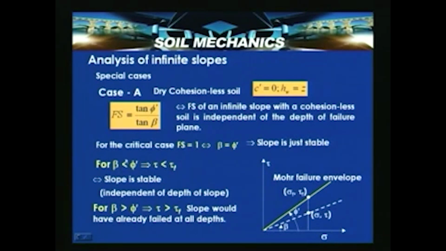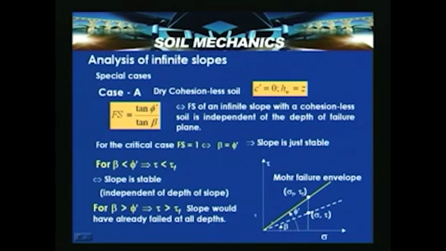For beta less than phi', that means that the driving shear stress is less than the available shear strength. Let us look at this in the tau-sigma plot. Let us consider a tau-sigma plot which is shown here, and the slope inclination is indicated with the broken line here, and the Mohr-Coulomb failure envelope is indicated with a yellow line which is shown here.